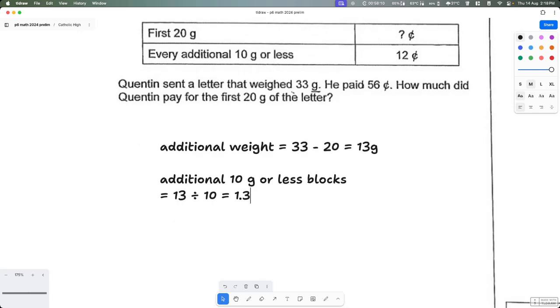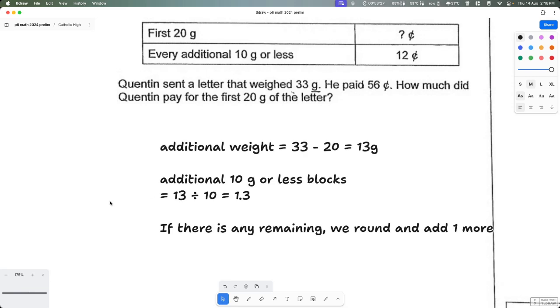Okay, so that means if there is any remaining, we round up and add one more. So 1.3 will then become, all right, the whole number will be 1, and then 1 plus 1 equal to 2.